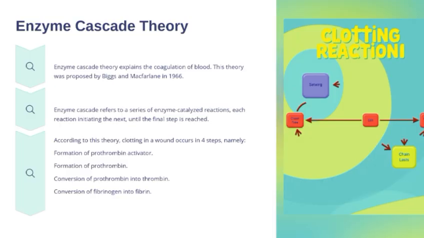Next, we are going to see the cascade theory. The enzyme cascade theory explained the coagulation of blood. This theory was proposed by Biggs and Macfarlane in 1966. Enzyme cascade refers to a series of enzyme catalyzed reactions, each reaction initiating the next until the final step is reached. According to this theory, clotting in a wound occurs in four steps, namely formation of prothrombin activator, formation of prothrombin, conversion of prothrombin into thrombin, and conversion of fibrinogen into fibrin.